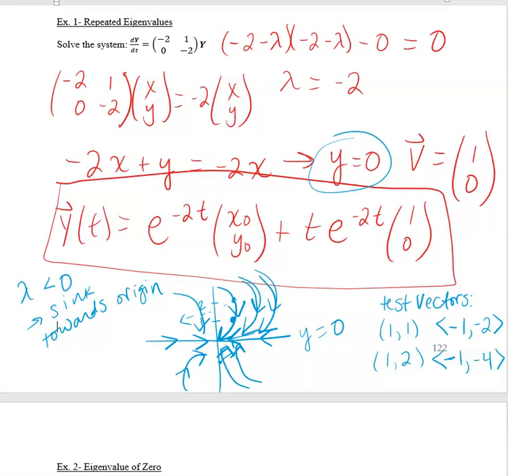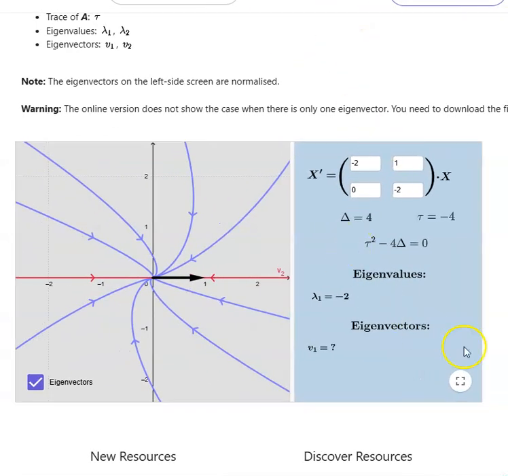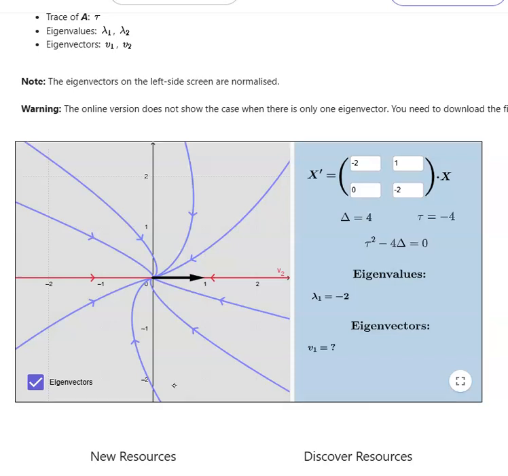Let's take a quick look at this using technology and see what that looks like. It's going to give you definitely a nicer picture, but let's make sure we see it. So here's the same system. Notice my only eigenvalue is -2. And same thing, you can see that these are moving in sort of a clockwise direction. I don't know if I can draw on this, but they're all moving towards the origin in the clockwise direction.